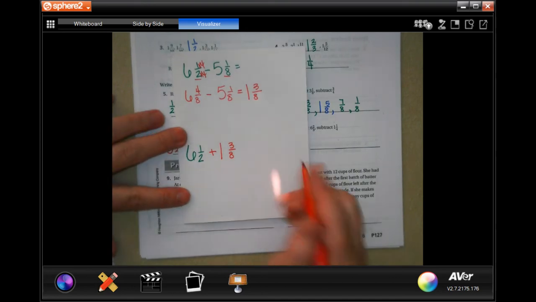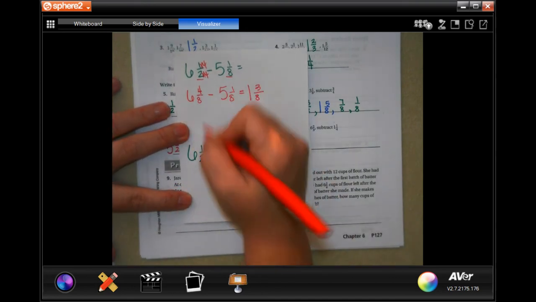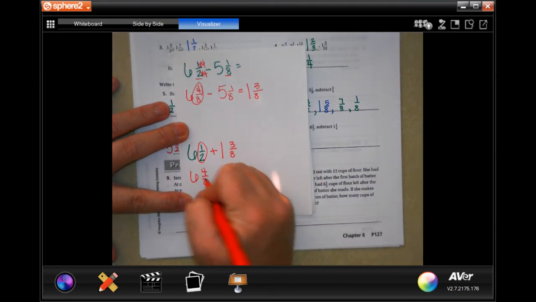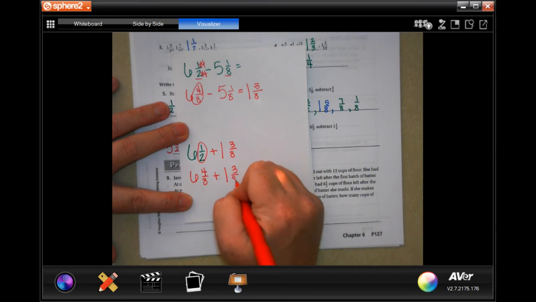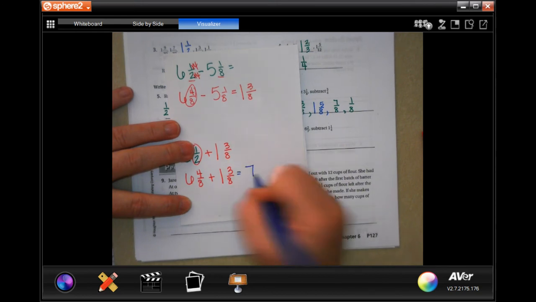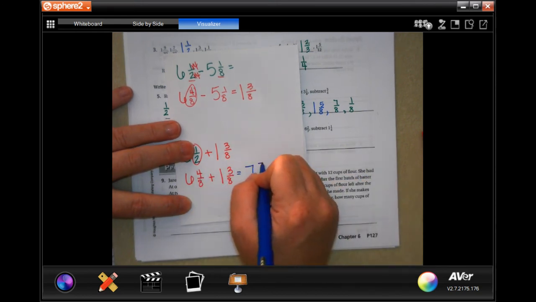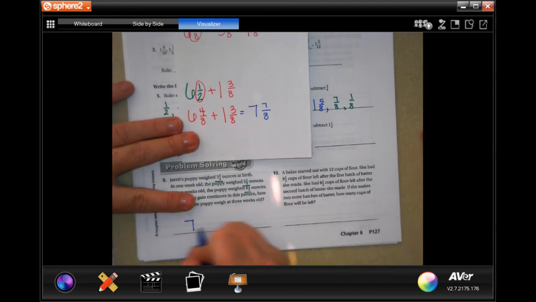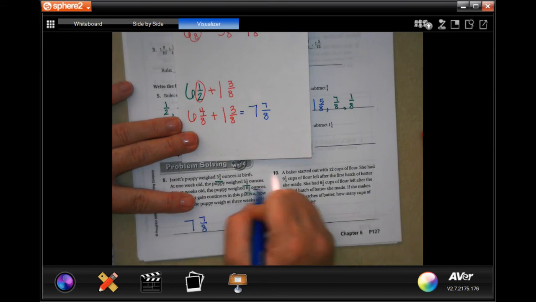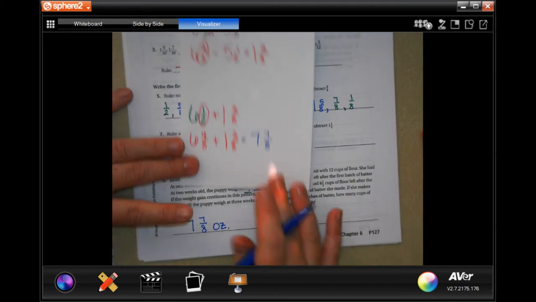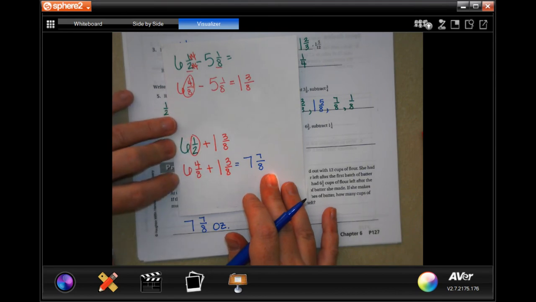Okay? But common denominator, I know that 1/2 is the same as 4/8. So I'm going to rewrite it as 6 4/8 plus 1 3/8. Okay? Well, 6 plus 1 is 7. 4 plus 3 is 7. And my denominator stays the same. So 7 and 7/8 ounces. You can write OZ for ounces. Okay, write down your work, guys. Okay, write down all of your work. This whole thing is this problem, okay?